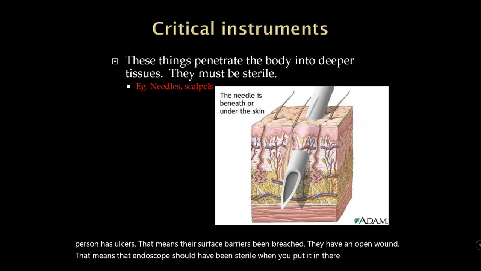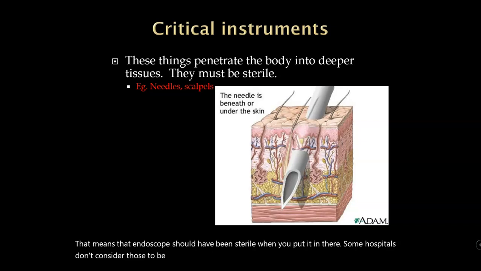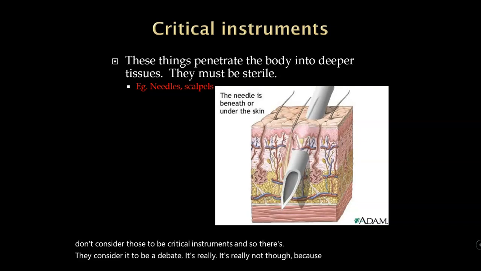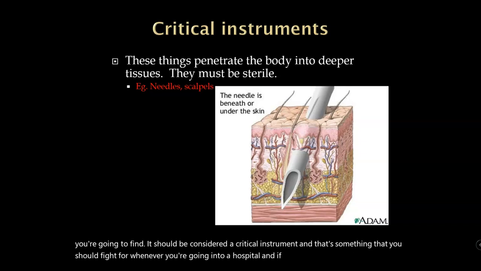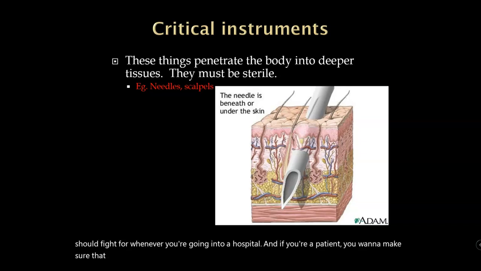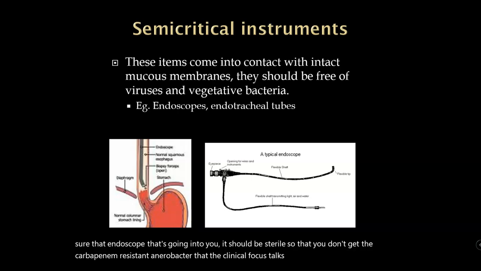Some hospitals don't consider those to be critical instruments, and so they consider it to be a debate. It's really not, though, because you don't know what you're going to find. It should be considered a critical instrument, and that's something that you should fight for whenever you're going into a hospital. And if you're a patient, you want to make sure that that endoscope that's going into you should be sterile, so that you don't get the carbapenem-resistant Enterobacter that the clinical focus talks about in this chapter.